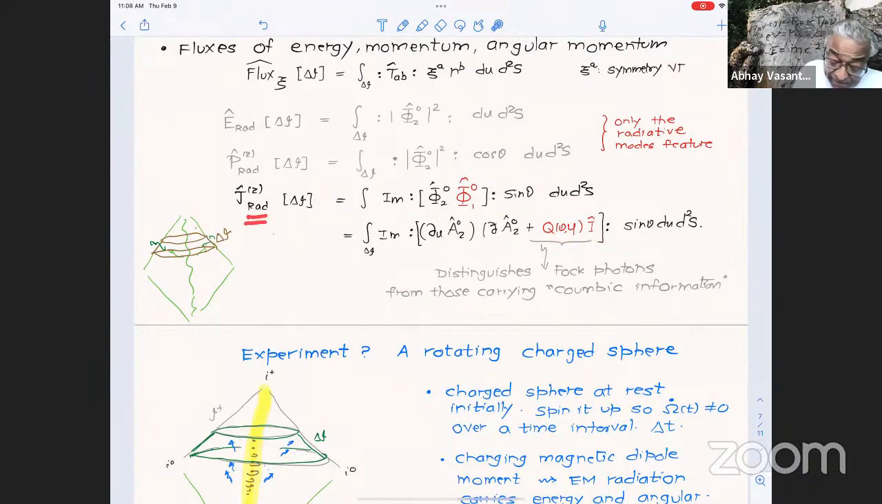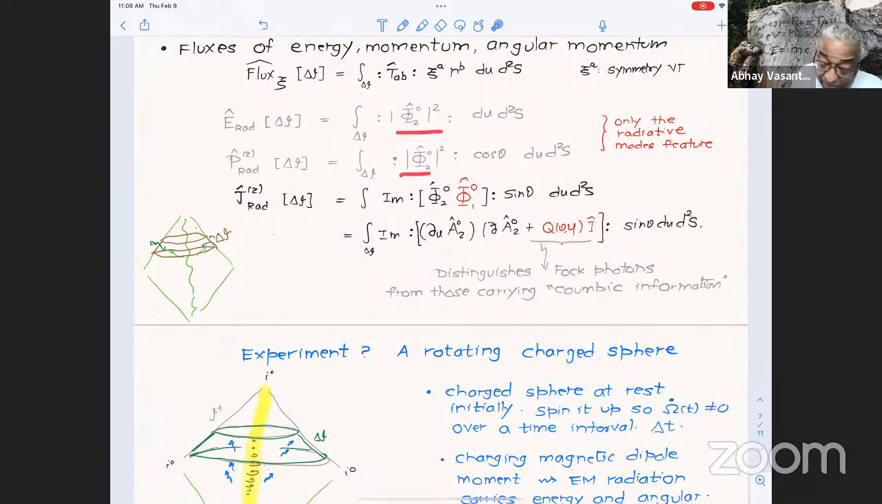So the angular momentum that is radiated away knows about this q, knows about what the source was doing at minus infinity, if you like. That is what determines this q of theta phi. So it knows about that, and that distinguishes it. The expression is different if it was a Fock photon or if it was this photon carrying the Coulombic information. So this is the difference between the two, and therefore we could measure angular momentum, and then we could see whether it is given by this or by this.